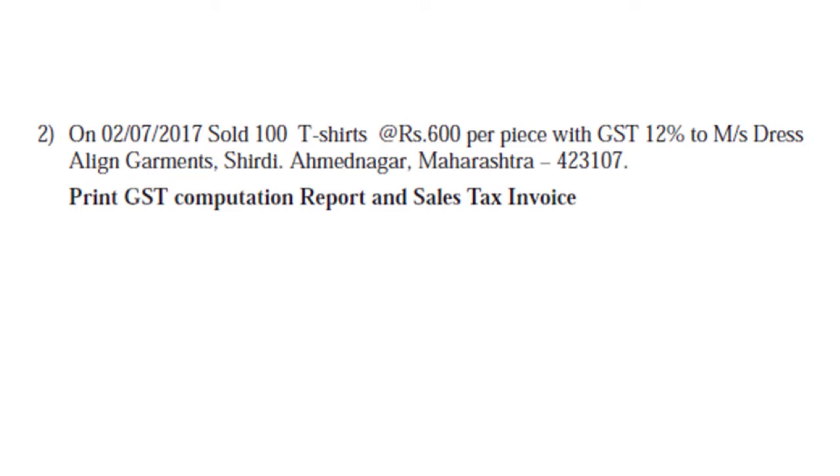Second transaction is on 2nd July 2017. Sold 100 t-shirts at the rate of rupees 600 per piece with GST 12% to Messrs. Dress Align Garments, Shirdi, Ahmednagar, Maharashtra, 423107. Print GST Computation Report and Sales Tax Invoice.